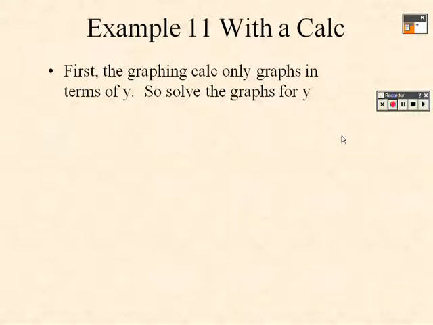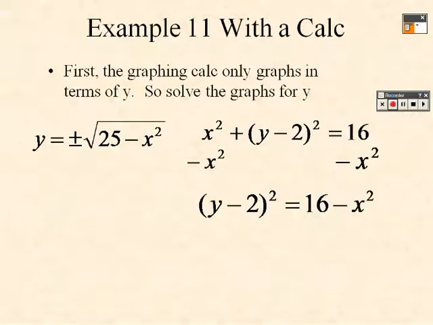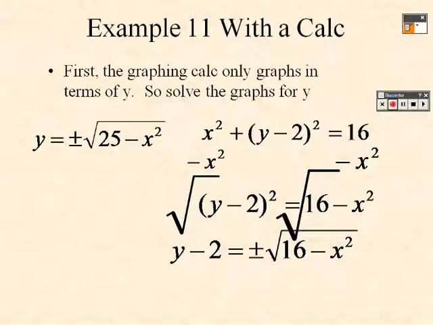First, the graphing calculator can only graph in terms of y, so you need to solve the equations for y. So this is the first graph solved for y. And for this one, to solve it for y, I need to subtract an x squared and square root both sides, so I get y minus 2 equals plus or minus the square root of 16 minus x squared. Then I need to add a 2 to both sides.